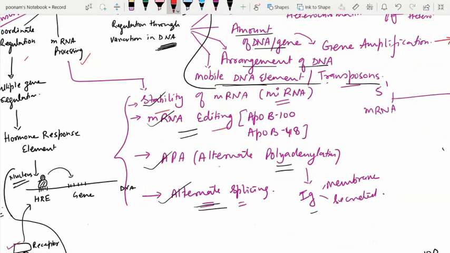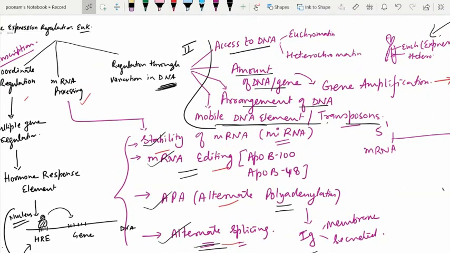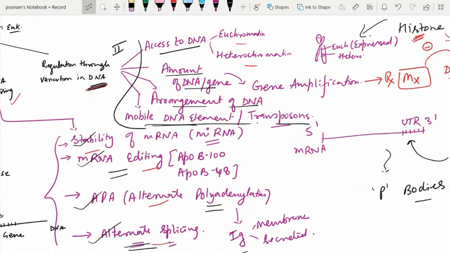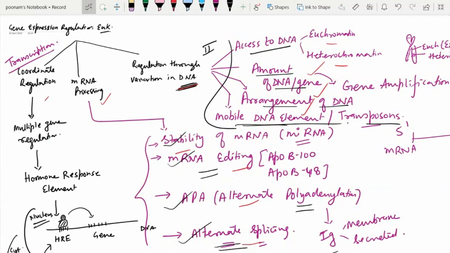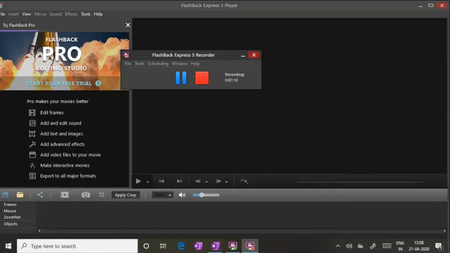Then mRNA processing, that is post-transcriptional modification, where we have a number of factors which determine the mRNA stability, mRNA changes in terms of editing, polyadenylation changes, and alternative splicing, which is going to have an impact on the gene expression. Then regulation through variation in the DNA, where we talk about the chromosomal structure, the condensation of DNA in the chromosome in euchromatin or heterochromatin regions, which in turn is determined by histone covalent status. Then the number of genes will decide the gene expression. Then the arrangement of the DNA and the mobile elements of the DNA will decide the eukaryotic gene expression regulation. Thank you very much.